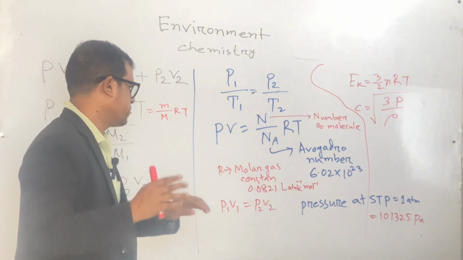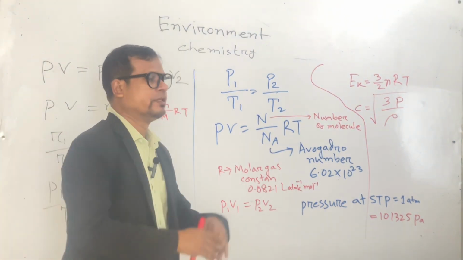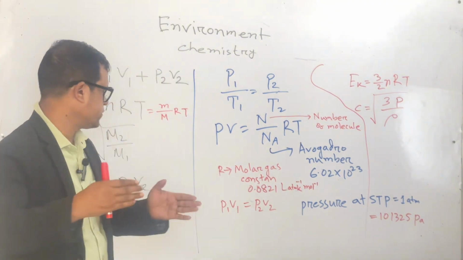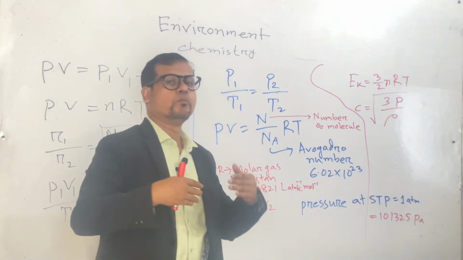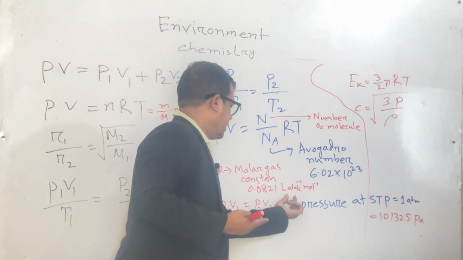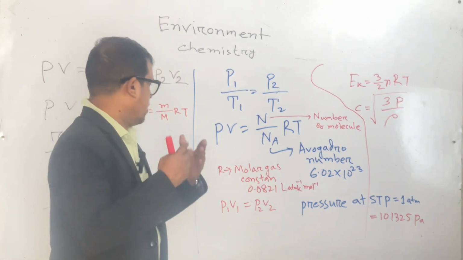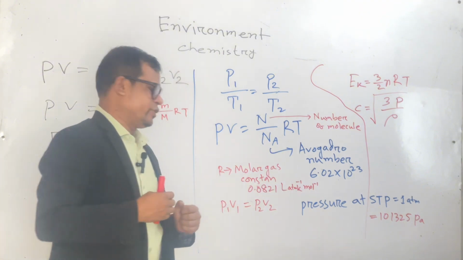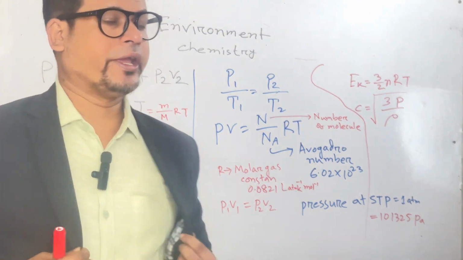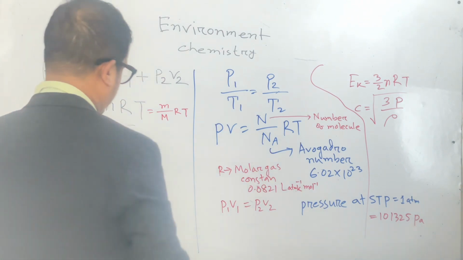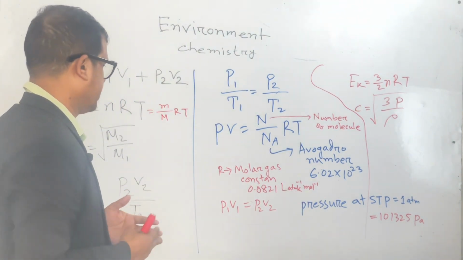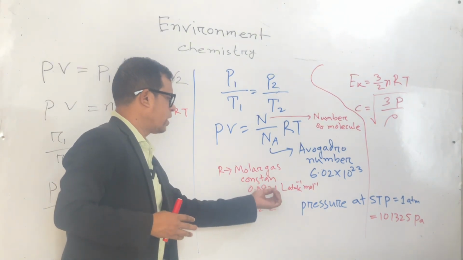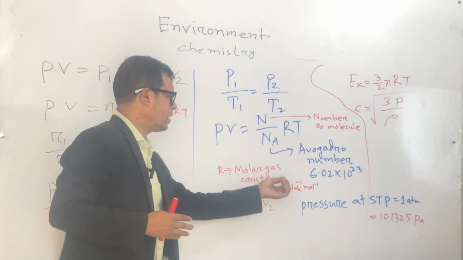Try to remember this unit: liter, then atm, then per Kelvin, that is Kelvin inverse minus one, per mole. Liter atm per Kelvin per mole, and the value is 0.0821. You have to remember this magnitude for doing the mathematics. This is the molar gas constant, 0.0821 liter atm per Kelvin per mole.